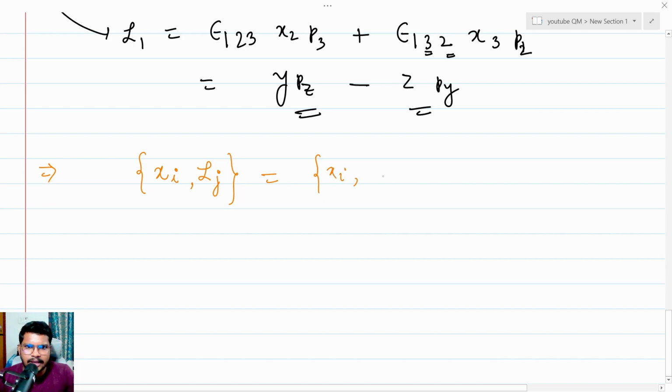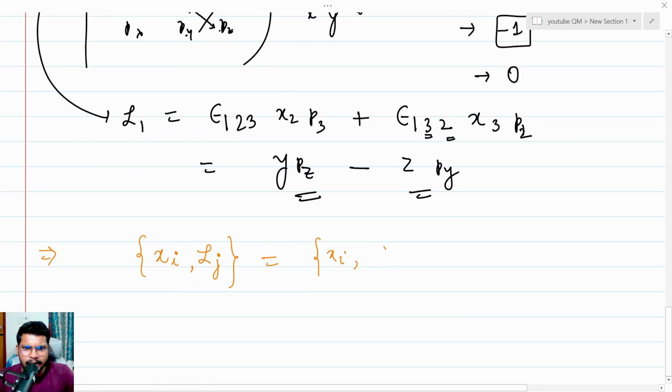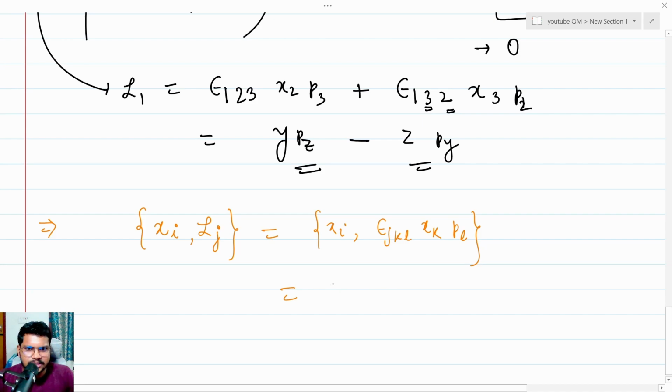x_i is there. L_j is, as I told you over here, the right thing. i is called a free index because it is going to dictate what is going to be over here. And jk is simply telling you that they are summing over k and l. So I have to write epsilon jkl x_k p_l. Now, as I told you, these are differential equations, therefore you have to follow the chain rule. I'll write epsilon jkl x_k, and over here I will write p_l.